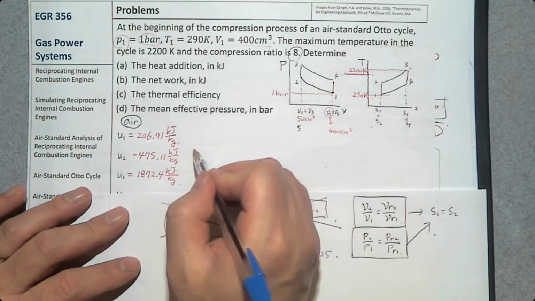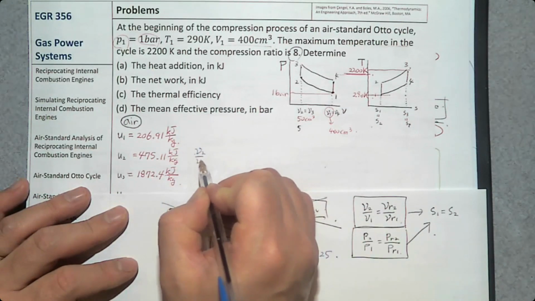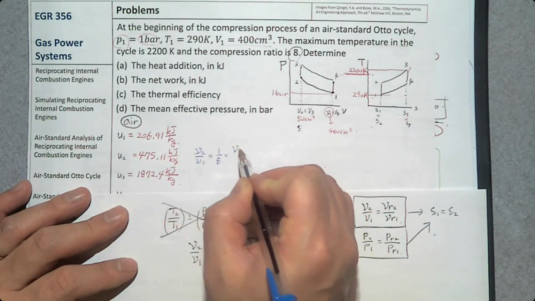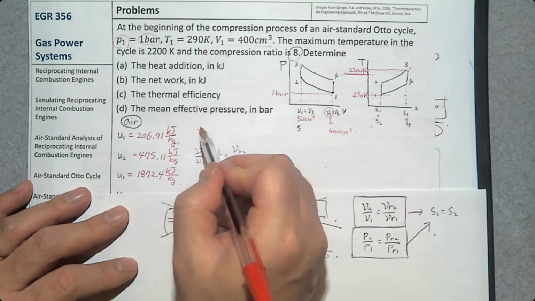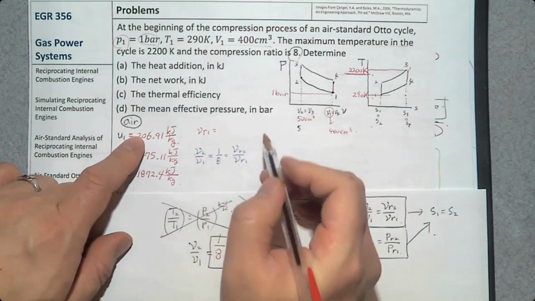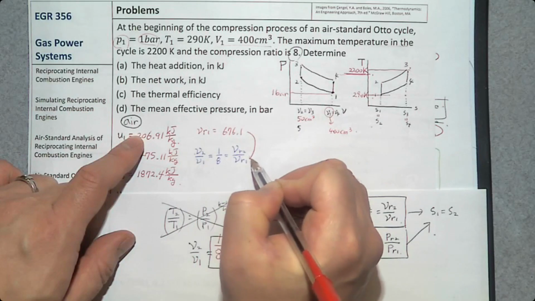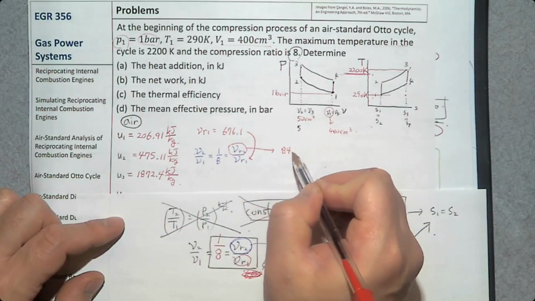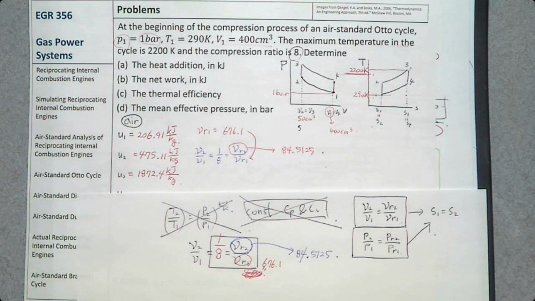How did we find this number? By using this equation. V2 over V1 is 1 over 8, which is VR2 over VR1, and we found VR1 from this U1, which is 676.1. This one goes here, then VR2 can be found, that is 84.5125. Then we can use this VR2 to determine U2.